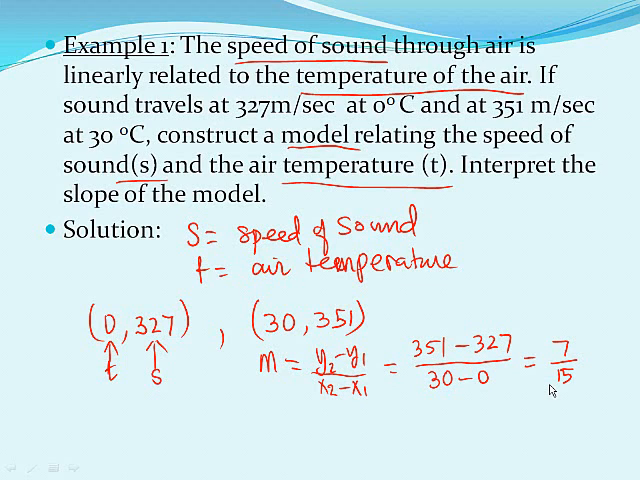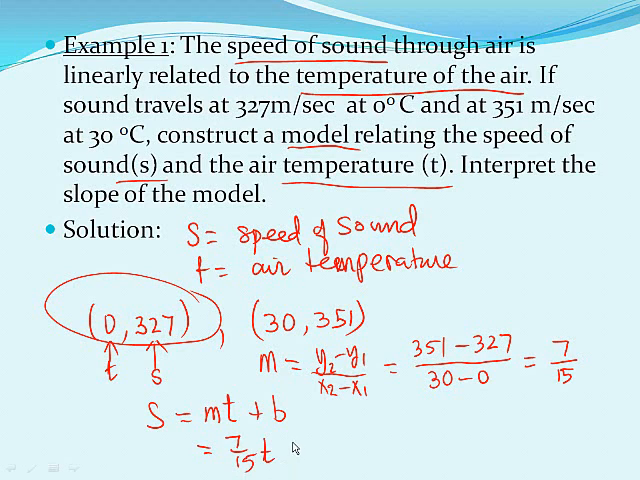So now we need to write the model. S equals slope times t plus b. So notice that 327 is the y-intercept corresponding to t equal to 0. S value is 327. So we can actually substitute further. M is 7 over 15. So 7 over 15 times t plus the intercept, which is going to be 327. So what is our model? Our model is S equal to 7 over 15 t plus 327.